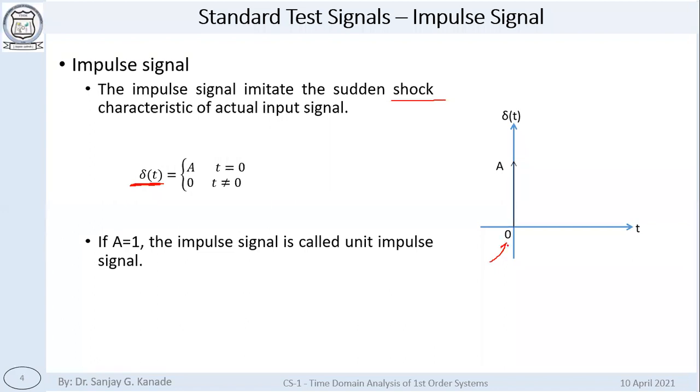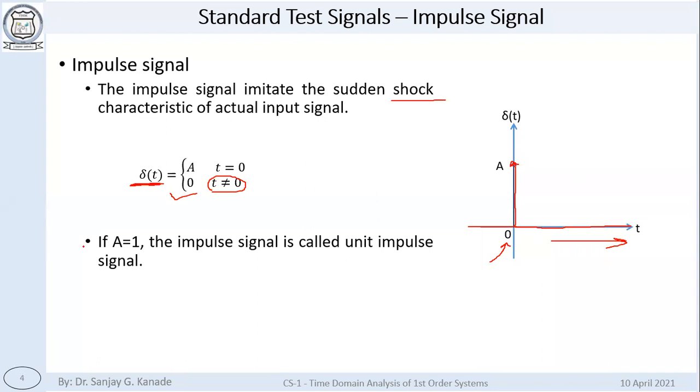So see, at t is equal to 0, this is the time axis, right? At t is equal to 0, the value of delta of t is a, and at any other value of t, the value of delta is 0. See, it is nothing here. Only at this particular point, at the origin, or at t is equal to 0, the value of delta t is a, and for other locations, the value of delta t is 0.